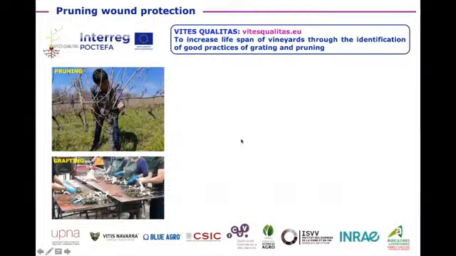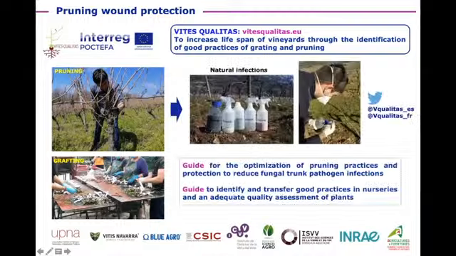In this regard, I would like to present our European project Vites Qualitas. The main aim of this project is to increase the lifespan of vineyards through the identification of good practices of grafting and pruning. Regarding pruning, we are evaluating the efficacy of several pruning wound protectants under natural infections by GTD fungi in France and Spain. At the end of the project, we will be able to provide a guide for the optimization of pruning practices and protection to reduce fungal pathogen infections, and a guide to identify and transfer good practices in nurseries and an adequate quality assessment of plants.